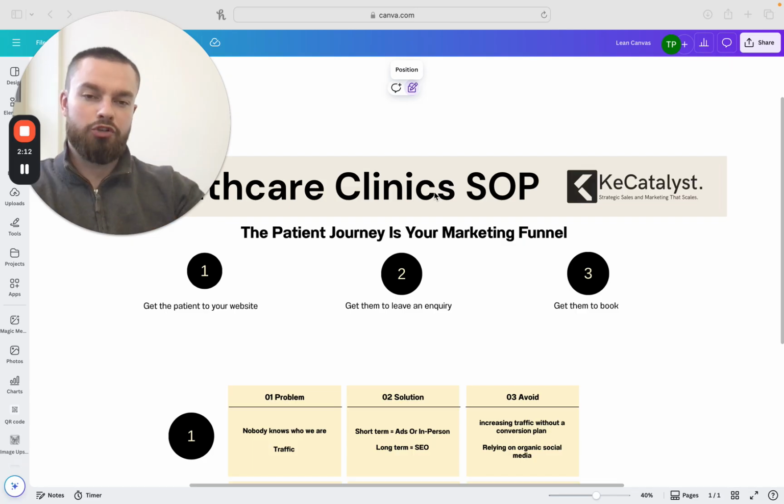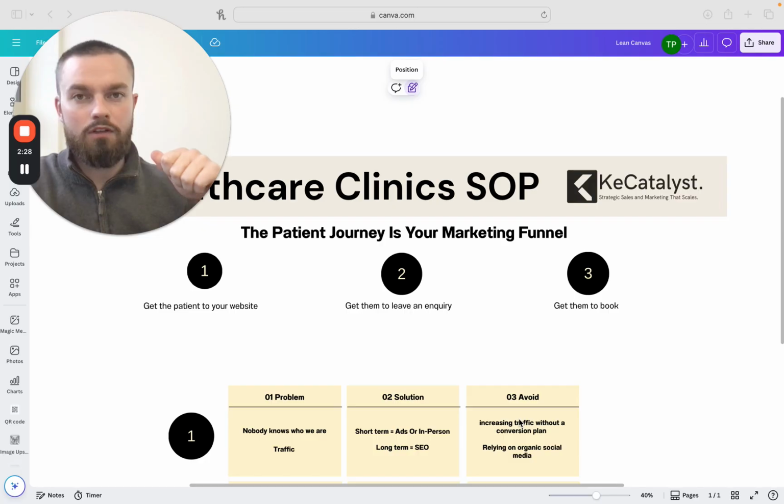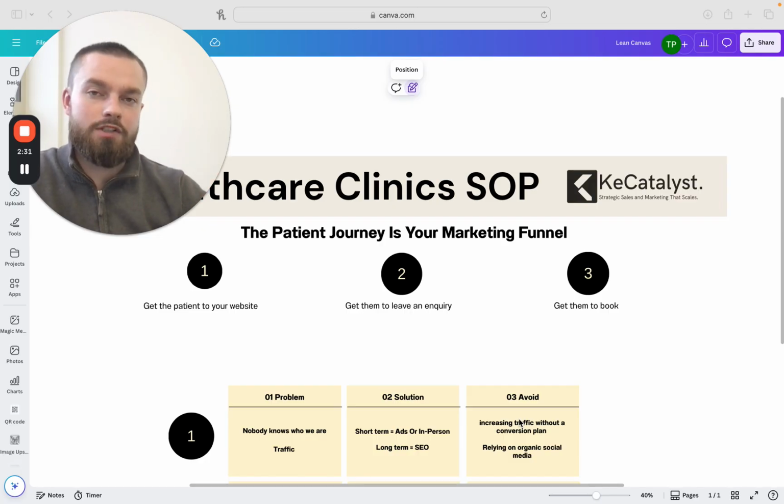What you don't want to do at this point, if you've got a traffic problem, so there's two things you don't want to do. You don't want to increase traffic without a conversion plan. So this is something that is really the downfall of a lot of clinics when they get to the stage of being able to afford marketing support. They will dump a lot of money into their marketing, so they'll pay a few £1,000s per month on ads, on support, but they have no conversion plan backed up.